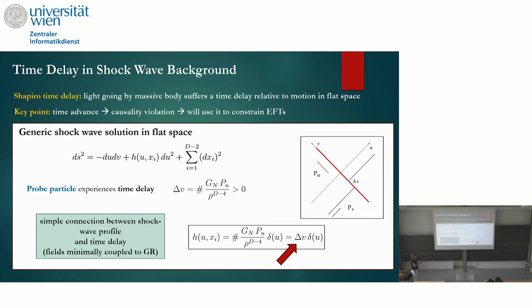And if you then have a probe moving in this background, you can show that the time delay is related to this function h in a very simple way. So if you compute the time delay, you'll find some expression of this form, which needs to be positive if it's a delay. And you can extract it from this shockwave profile in a straightforward way. So any probe that is minimally coupled to gravity, if you compute the time delay, you could just as easily extract it from the form of the metric.